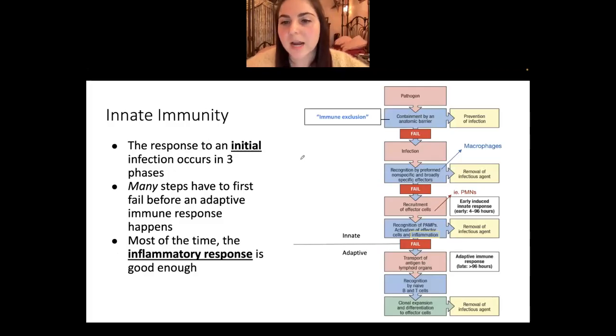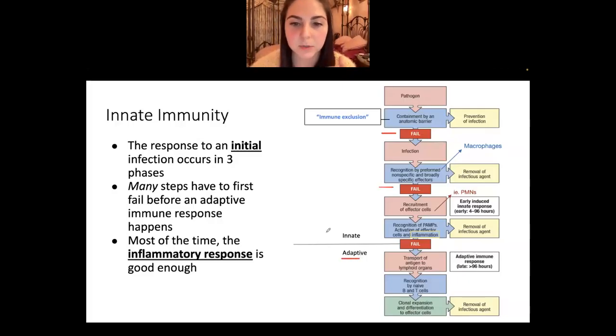So innate immunity, this is a very busy chart, but I like it. It has everything on here. If you go from top to bottom, you're going to see different steps that are occurring, and different things that need to fail to go on to the next step. For example, the initial infection in the innate immune system is going to occur in 3 phases, which I have marked as fail here. And a really important thing to understand with the innate immune system is that many things have to fail before we even get to the adaptive immune system.